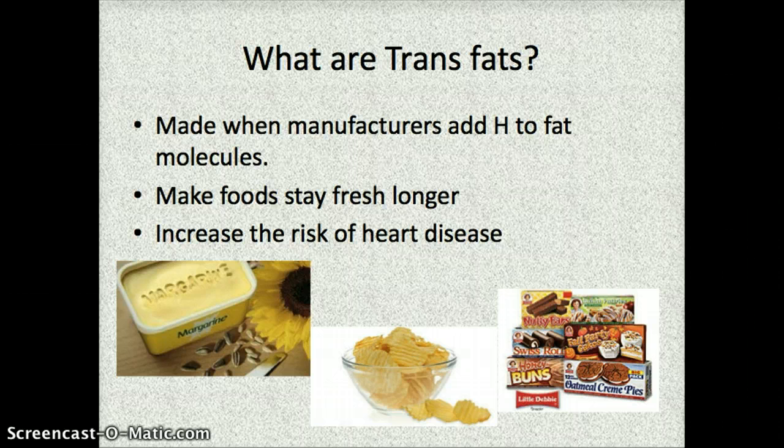Margarine also usually contains trans fat, and these are things that you tend to want to avoid because they really increase the risk of heart disease and other diseases. That's all for this video.